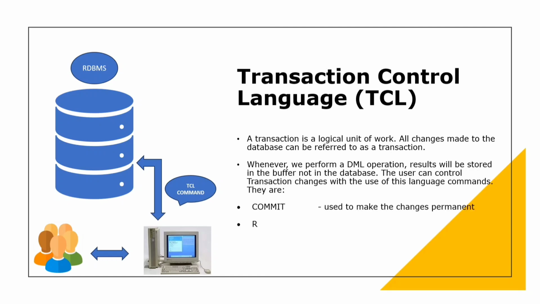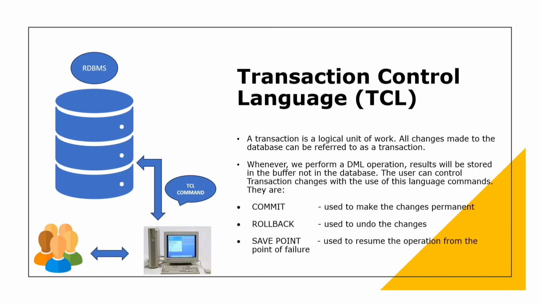When a transaction fails for some reason, maybe because of network failure or any other technical fault, the transaction will be rolled back. And in the other case, for example, a long transaction process is going on, and after 70 to 80% complete, it fails. It will create a savepoint so that we can resume the operation from the point of failure. So commit, rollback, and savepoint are all three TCL commands.